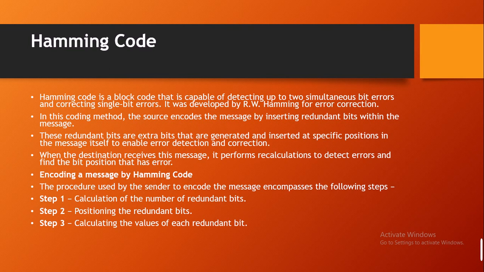So this is how encoding a message by Hamming code is done. The procedure used by the sender to encode the message encompasses the following steps. Step 1 is calculation of the number of redundant bits. Redundant means duplicate bits. Step 2, positioning the redundant bits. Then they calculate the values of each redundant bit.